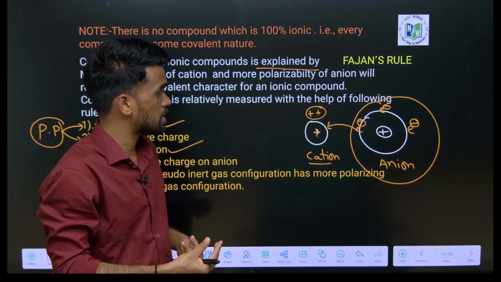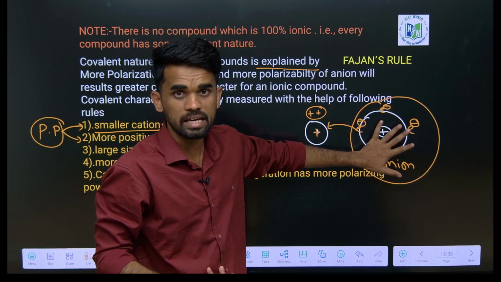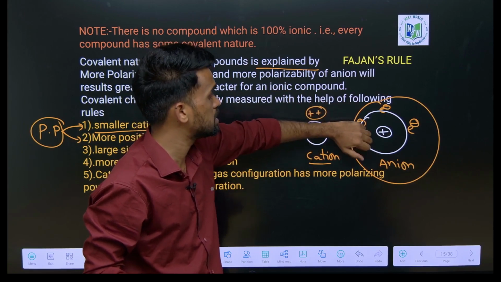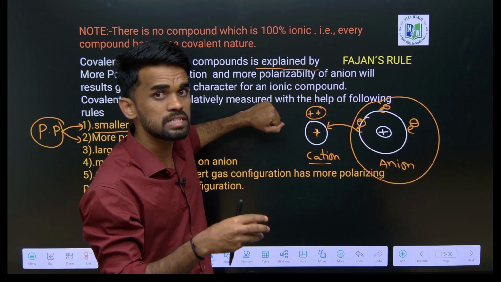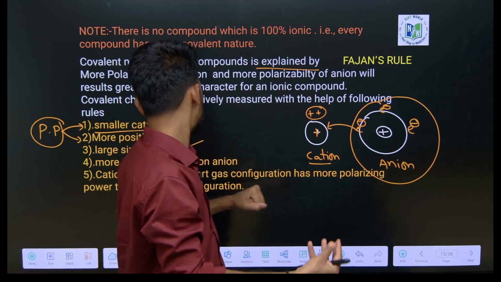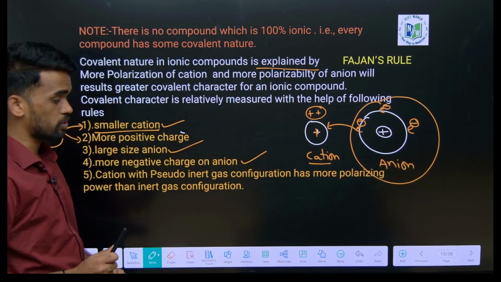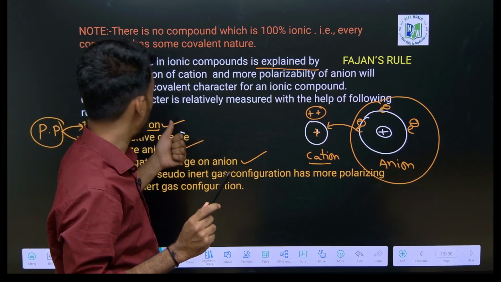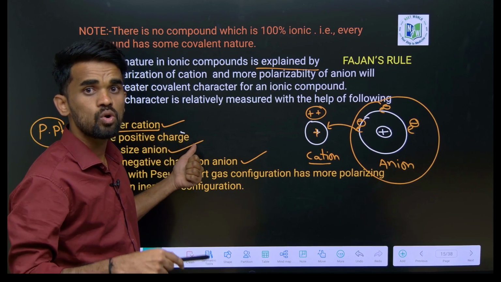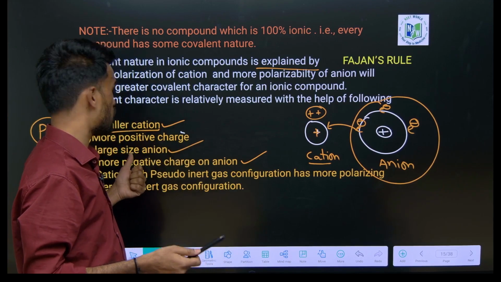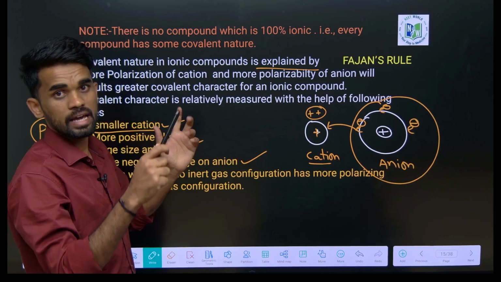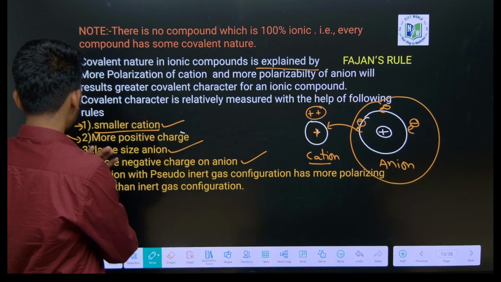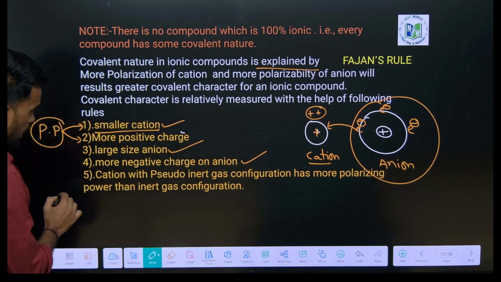In another way, we can also say that if there is more negative charge on the anion, it will be easily polarized by the cation, or easily dragged towards the cation, right? Therefore this also results in more covalent nature. I hope this is also clear. Once again, the cation should be smaller in size and should have more positive charge. The third one is, the anion should be large in size and have more negative charge. I hope these four points are clear.